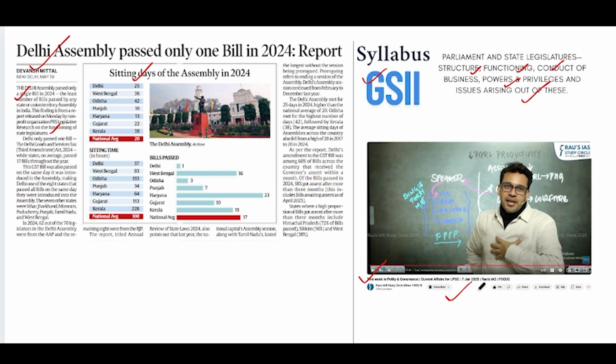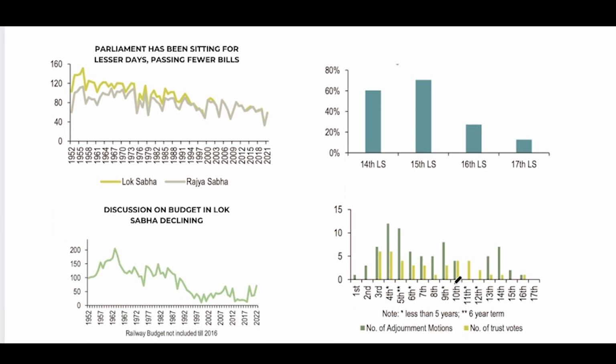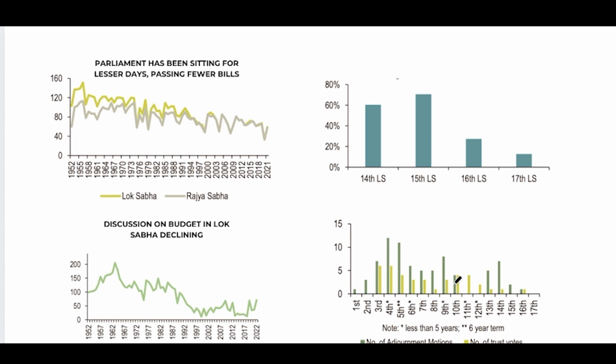So if you want to have, and you should have, the full perspective, you should go to this video to understand all the dynamics. However, what we will do right now is to have a look at the data that clearly shows declining parliamentary productivity in India's Parliament, that is the Central Assembly, both Lok Sabha as well as Rajya Sabha. So the first graph shows Parliament has been sitting for fewer days and passing fewer bills.